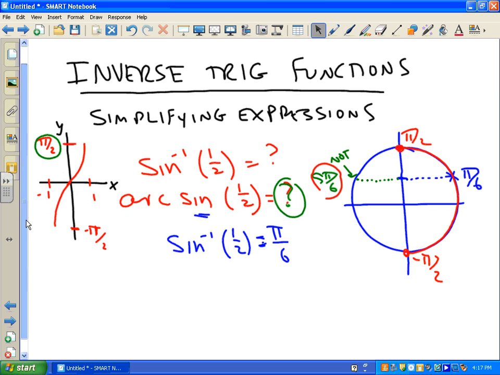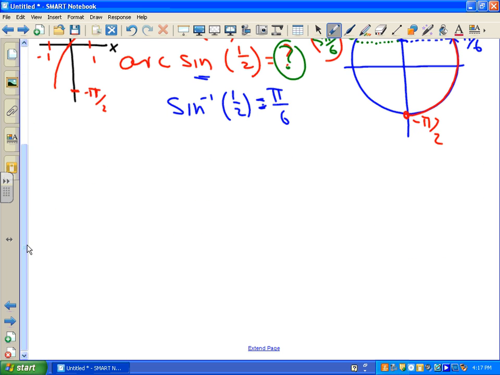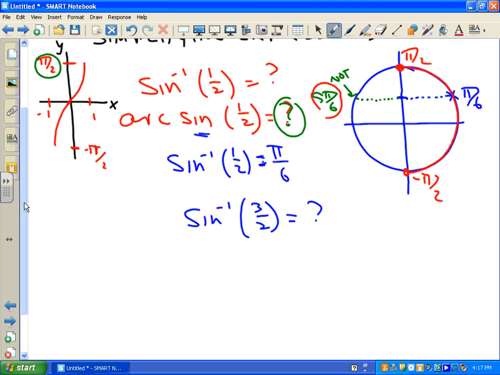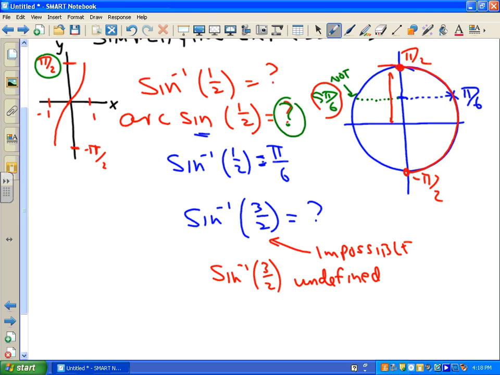Okay, let's try another simplification problem. Let's find the sine inverse of 3/2. Let's glance at the unit circle again. You notice pretty quickly that the sine is the y coordinate, but the highest the y coordinate gets is 1 on the unit circle. So 3/2, that's impossible. So the sine inverse of 3/2 is undefined. That makes no sense whatsoever.